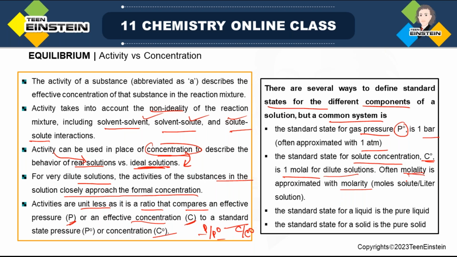The difference is, molality is the number of moles of solute per kg of solvent, and molarity is per liter of solution. The standard state for a liquid is the pure liquid, and the standard state for a solid is the pure solid. So mostly when there is a pure solid or pure liquid, we do not consider the term in the equilibrium constant expression. Fine. So these are the differences between activity and concentration, though mostly we deal with concentration, not activity, because we deal with dilute solutions where you can ignore these types of interactions.